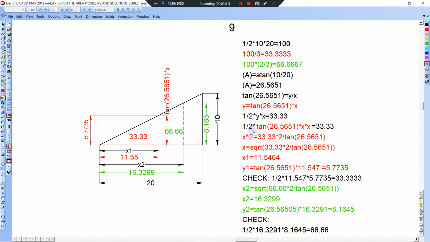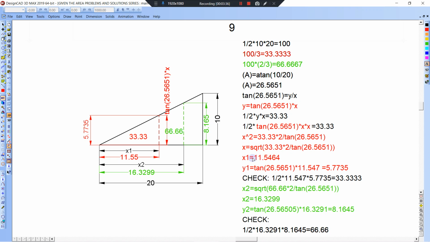All right, we did that in the last video. I'm explaining it again and again, and that just breaks down to times x, so x squared. So now we have 1/2 tangent of 26.5651 times x squared equals 33.33. We're going to multiply both sides by 2 to get rid of that, and divide both sides by tangent of 26.5651, and we end up with x squared is equal to that. Then we're going to square root both sides, we end up with x.